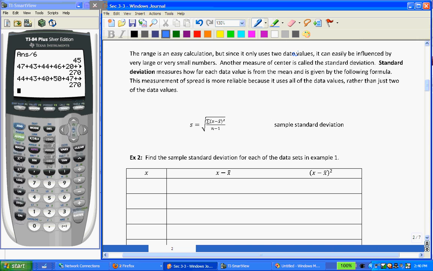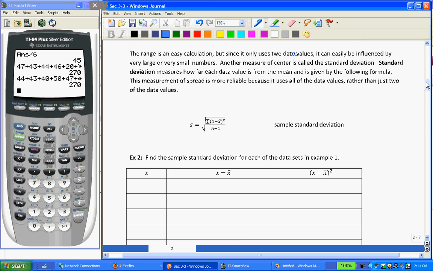Another measure of variation is called the standard deviation. Standard deviation measures how far each data value is from the mean and is given by the following formula. The measurement of spread is more reliable because it uses all of the data values rather than just 2. So with the range, we're only using the low and the high, and it doesn't tell us much about the other data values. But with standard deviation, every value is used in the calculation.